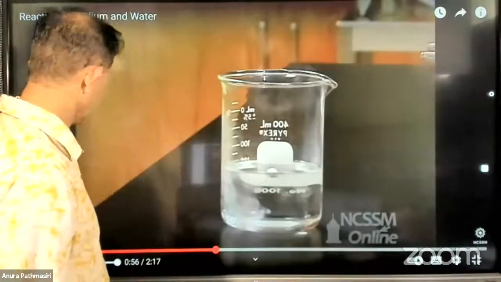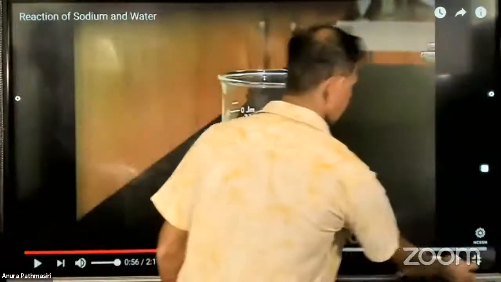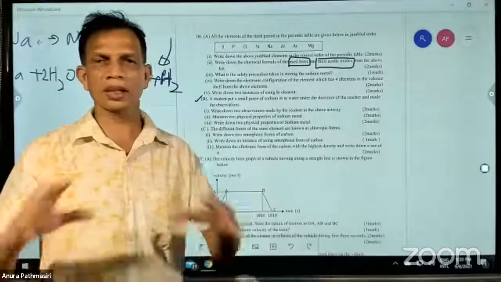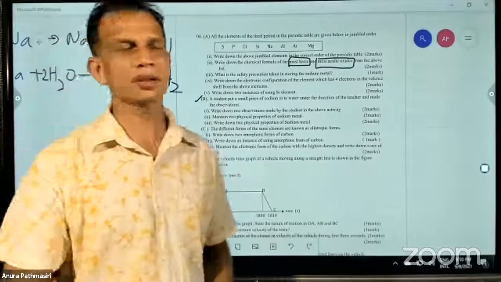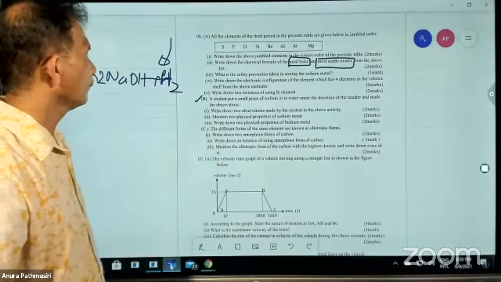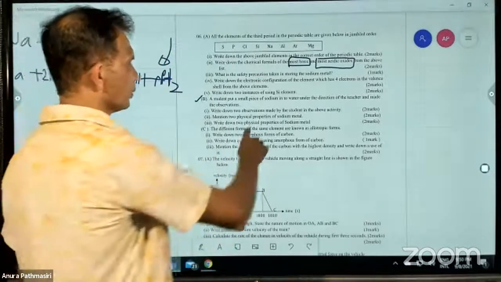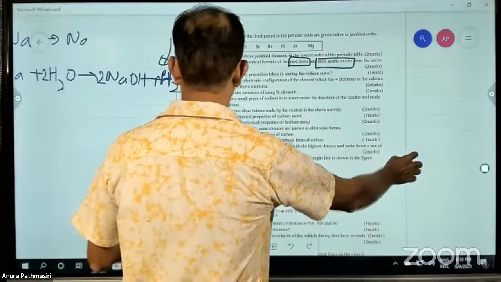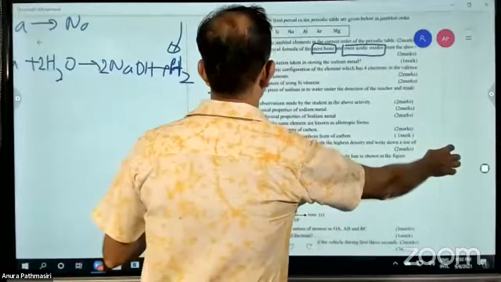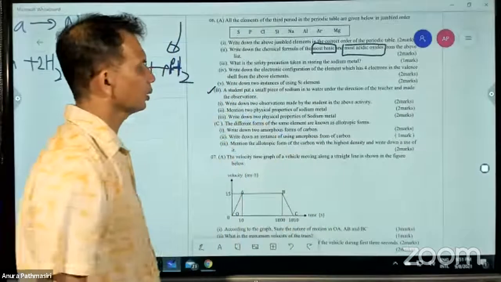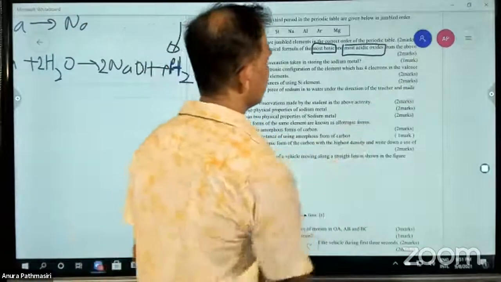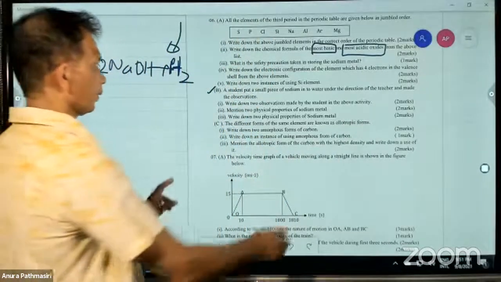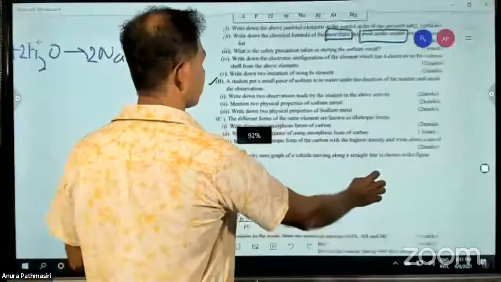So that's what we wanted to study in this one, and then we'll move to the question. Based on this experiment only, we have to answer these questions. So, write down observations made by the students in the above activity. A student put a small piece of sodium in water under the direction of the teacher and made the observations, right? Do you want me to share the screen?